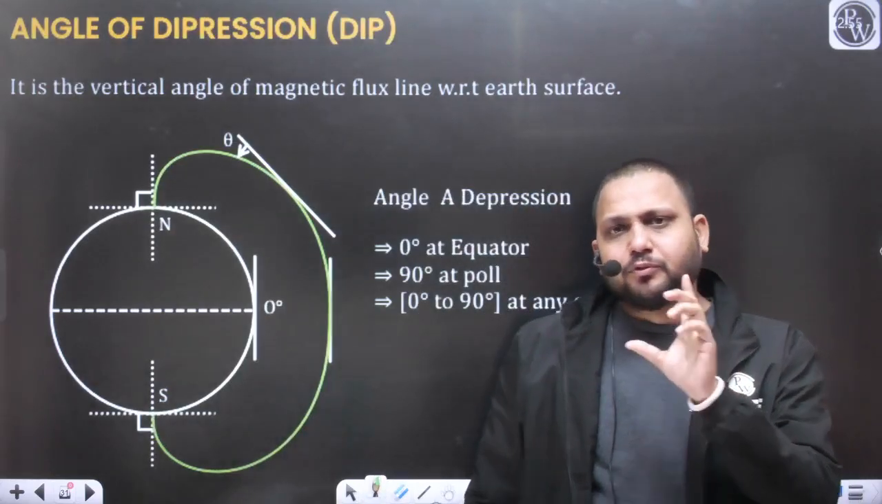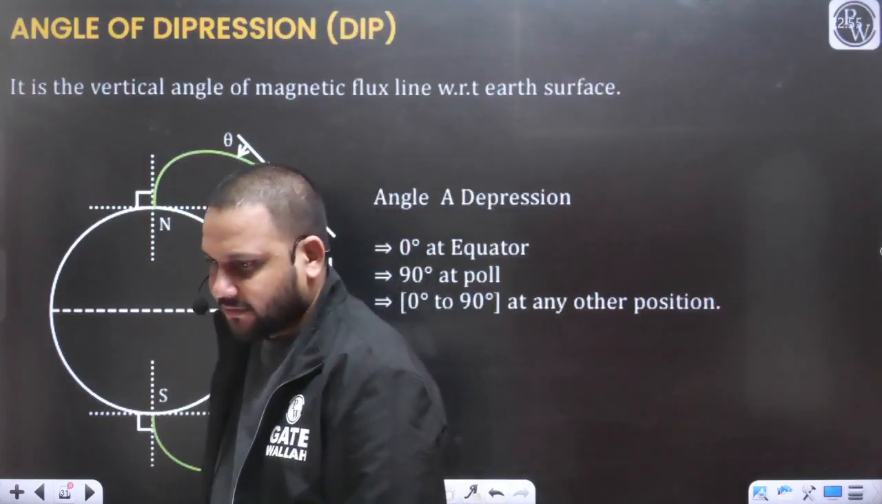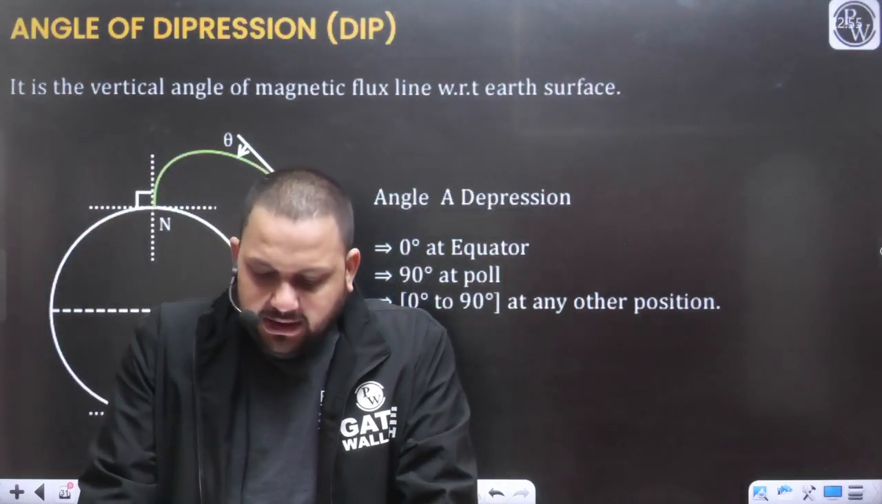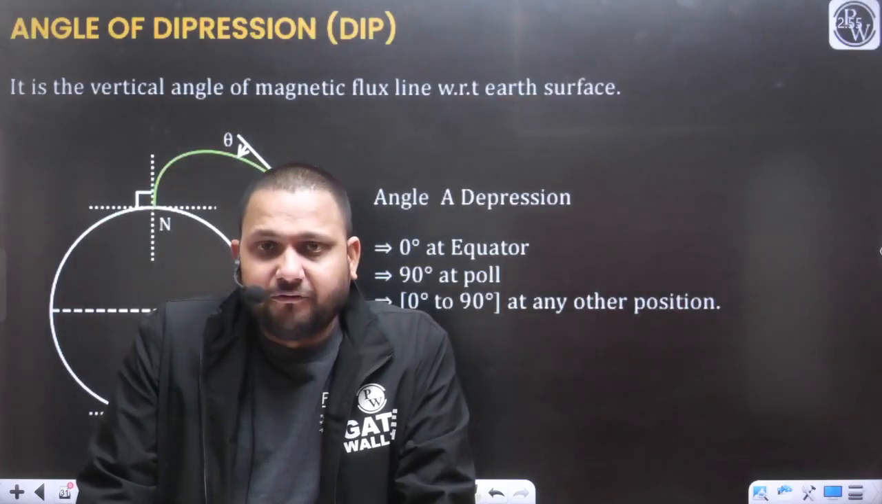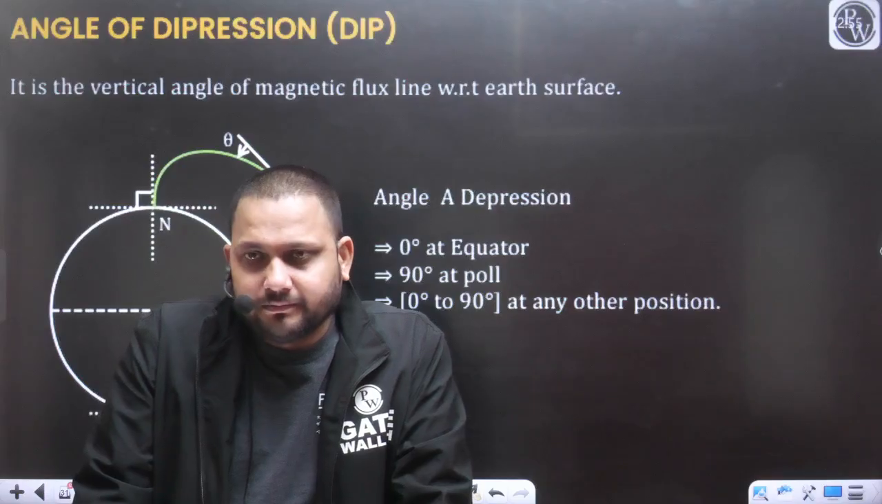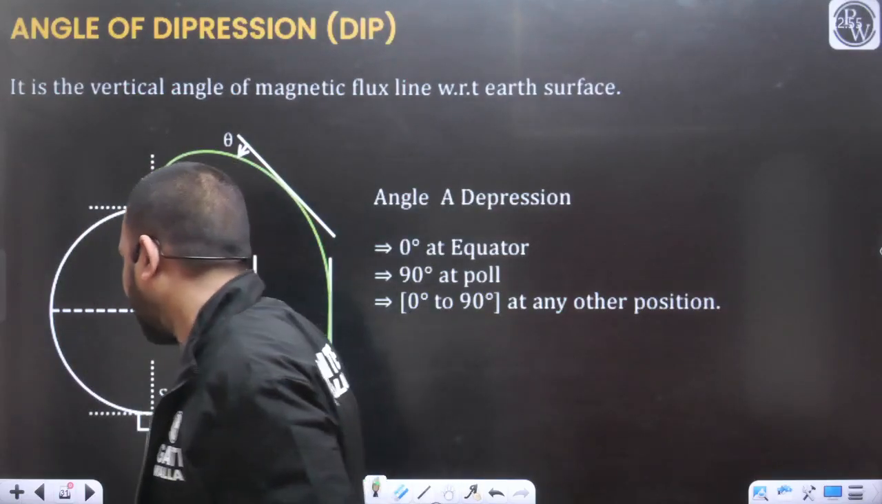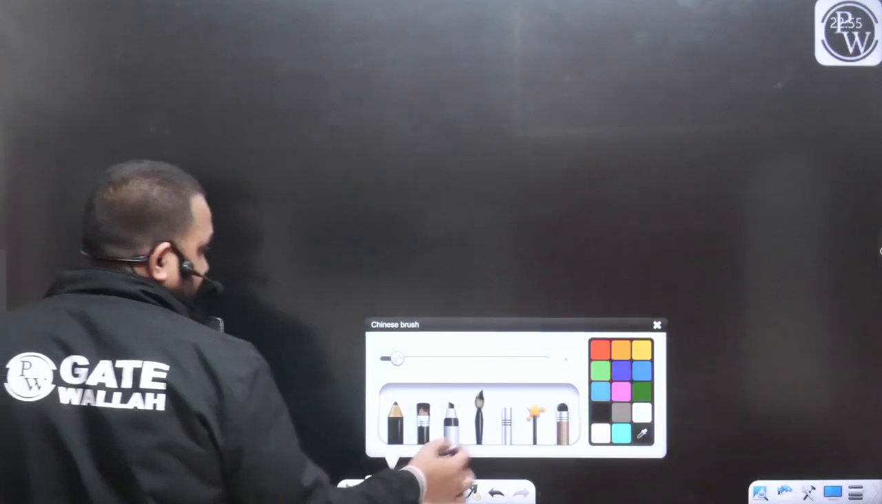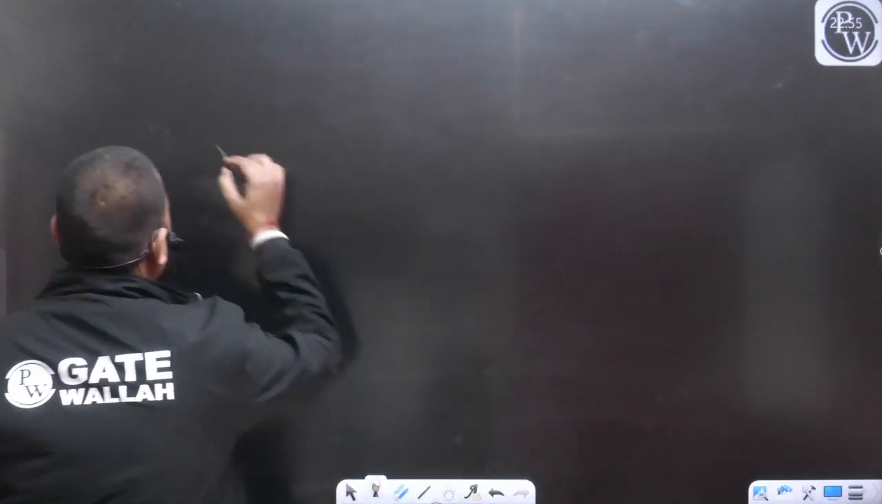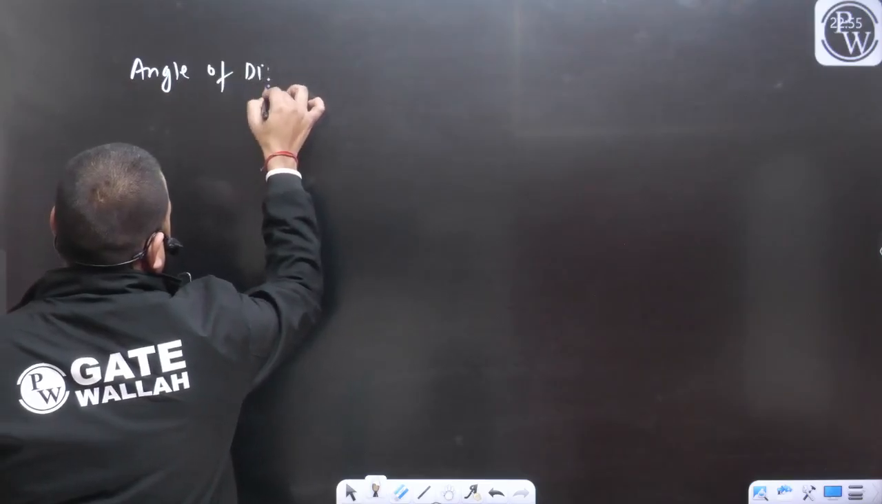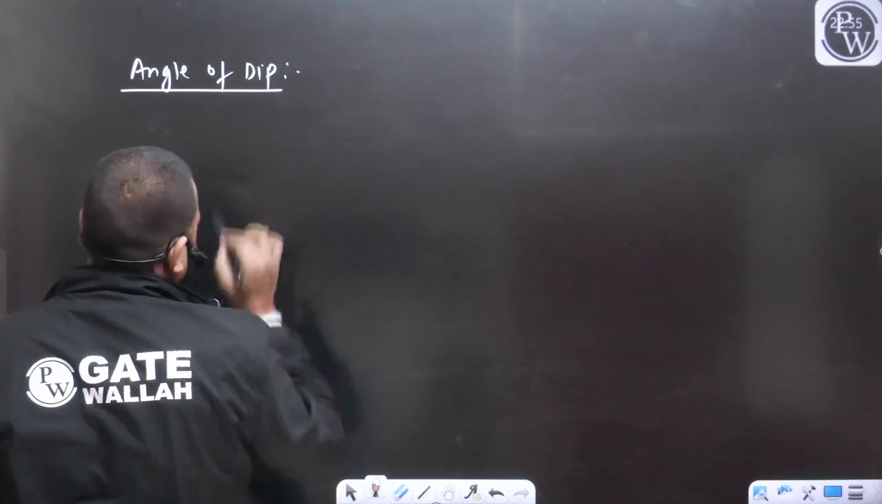Now let's move to the last term. And the last term is angle of dip or angle of depression. So let's talk about this term. What do you mean by the angle of dip or angle of depression?